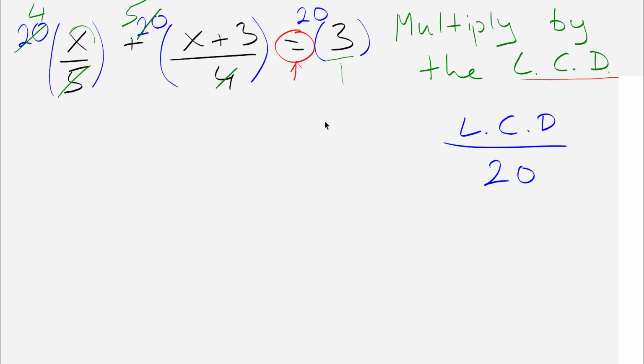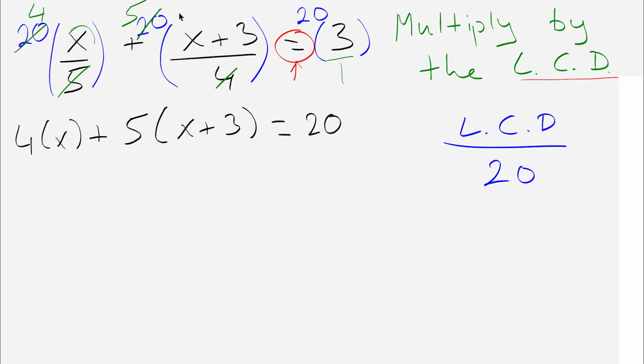So what's my next line then? Well, the 5 and the 20 are gone because they've divided into each other, leaving us with just a 4. So we've got 4 times x plus, the 4 has divided into the 20, leaving 5. So 5 times x plus 3 equals 20 times 3. You can see we multiplied each term by the lowest common denominator, and now we have no more fractions. By multiplying by the denominator, we got rid of our fractions and turned it into a much simpler linear equation.